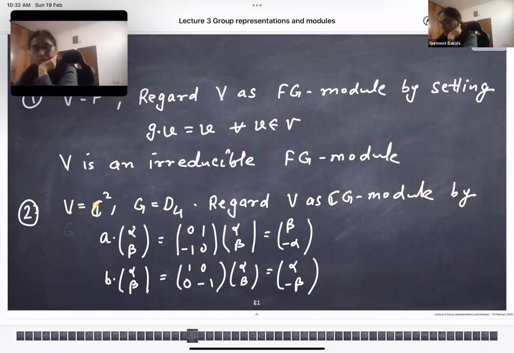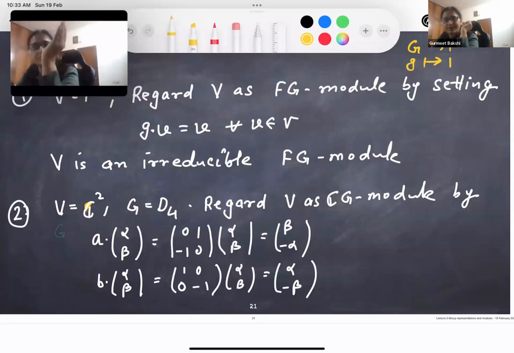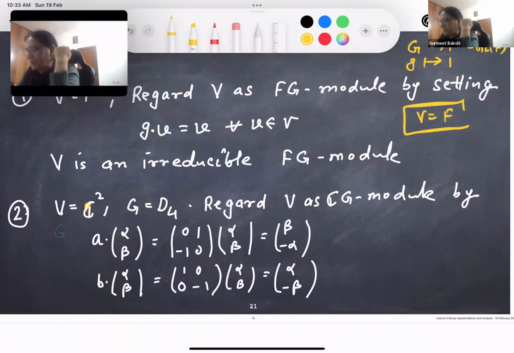Now, let's see. You have a trivial one-dimensional representation. What is the module it will correspond to? You have a trivial representation from G to the non-zero elements of F, by mapping every g to 1. What is the module you are going to get? What is your vector space? This is GL(F), so your vector space V is F.